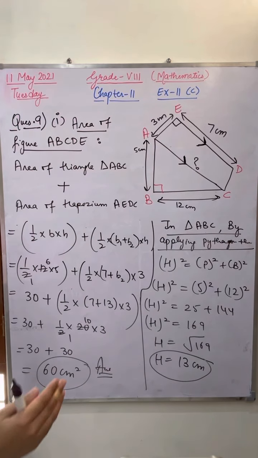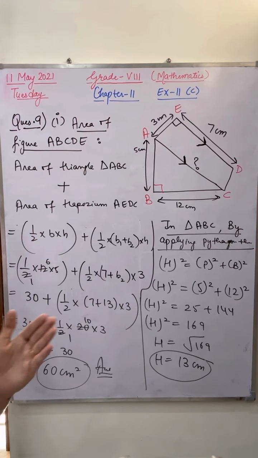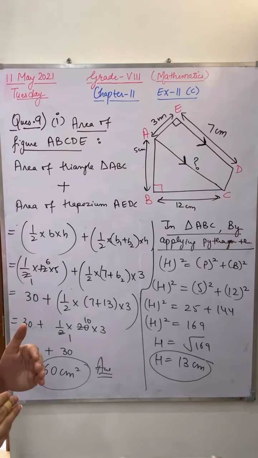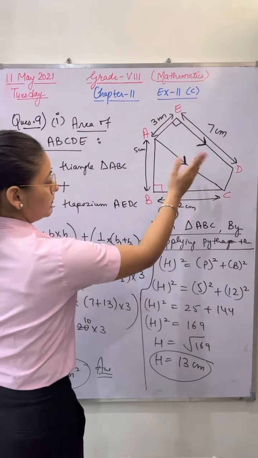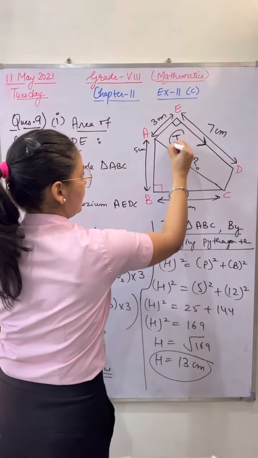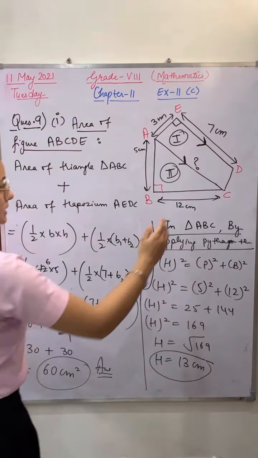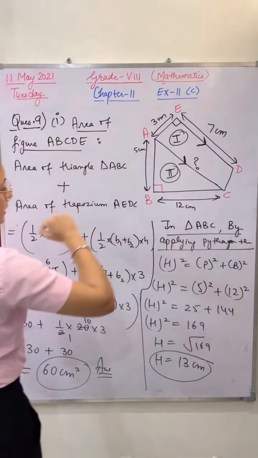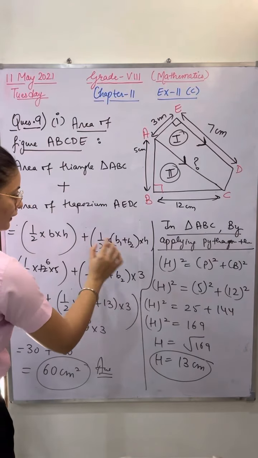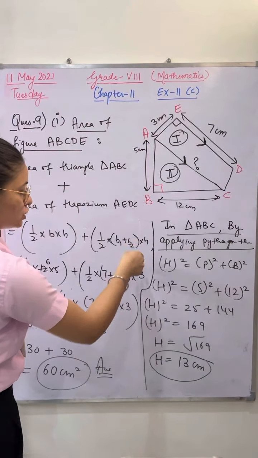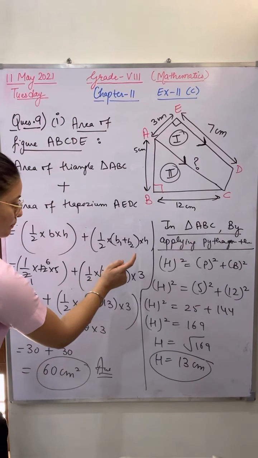You have to tell me now, in the other parts, how I can split my figure, in how many shapes, and then tell me the formula of those shapes. In this question, you have to split the shape into two parts. This is first, this is second. This is a triangle and this is a trapezium. Just put the formula: half into base into height of triangle, half into b1 plus b2 into h of trapezium.